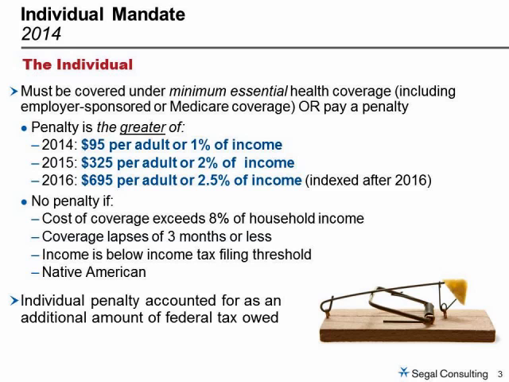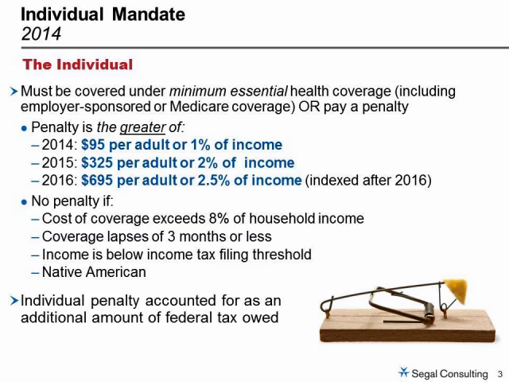We're going to talk about the employer penalty, but first of all, I wanted to remind you about how the individual mandate works, because as you'll see later on, particularly when we get to the reporting section, the employer penalty and the individual mandate and the federal subsidies all work together to form a whole in terms of how the ACA is being implemented. So individuals have to be covered under minimum essential health care coverage, which includes employer-sponsored coverage or Medicare, or they have to pay a penalty.